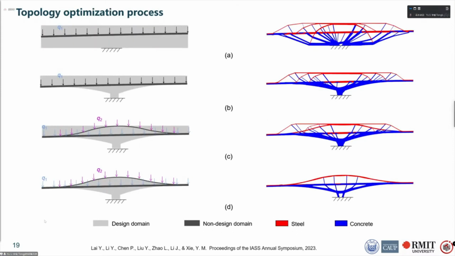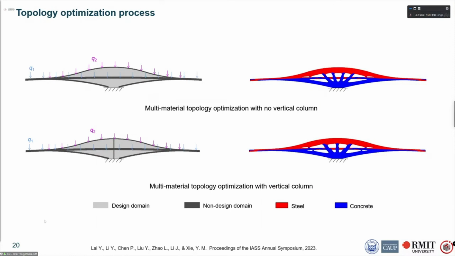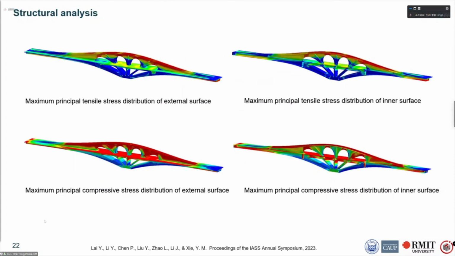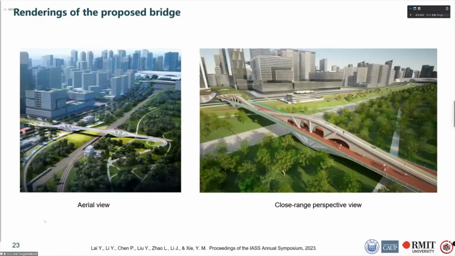Here is the design process based on multi-material topology optimization from a 4-square design domain to a lateral design domain. We use two materials, steel in red and concrete in blue, to build this bridge. You can see that by refining the design domain, we can get diverse designs. And by adding a non-design domain, we can drive the direction of the topology optimization. Here, we added a central vertical column as a non-design domain, and as a result, we obtained a different design with fewer branches. Moreover, by adjusting the filter radius, we can obtain a result with even fewer branches. Here is the structural analysis of this bridge. Here are the renderings of this bridge.